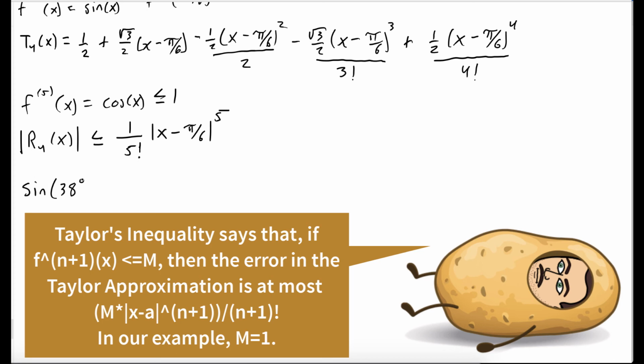And so we could use this. This tells us how accurate our approximation is. We could use our degree 4 Taylor polynomial to approximate sine of 38 degrees, which is T4 of 38 pi over 180, which when we plug that into a calculator, we get 0.61566.